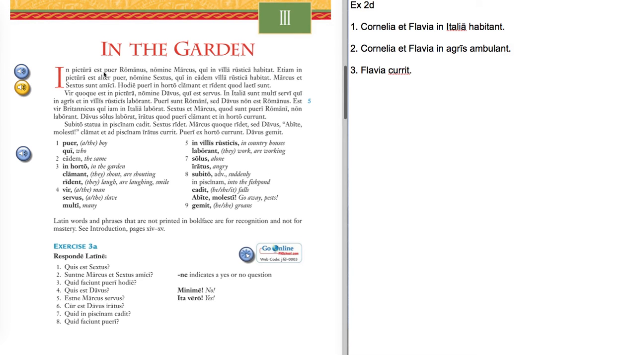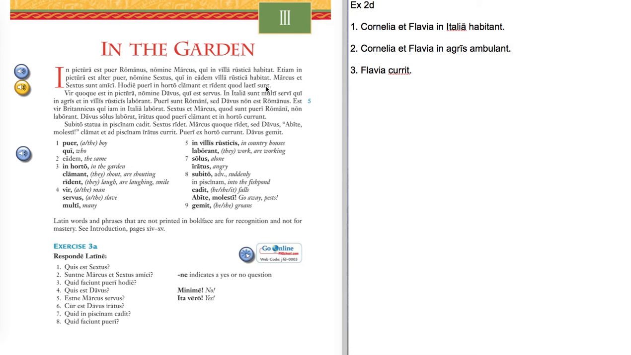In pictura est puer Romanus, nomine Marcus, qui in villa rustica habitat. Etiam in pictura est alter puer, nomine Sextus, qui in eadem villa rustica habitat. Marcus et Sextus sunt amici. Hodie pueri in horto clamant et rident, quod laeti sunt.